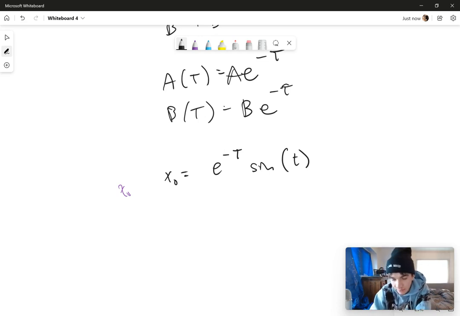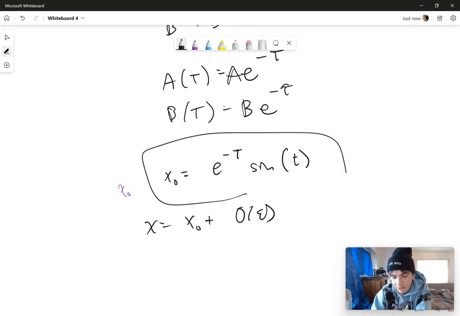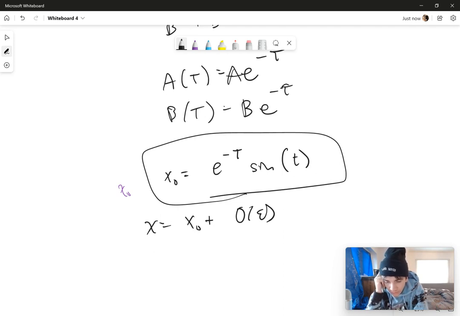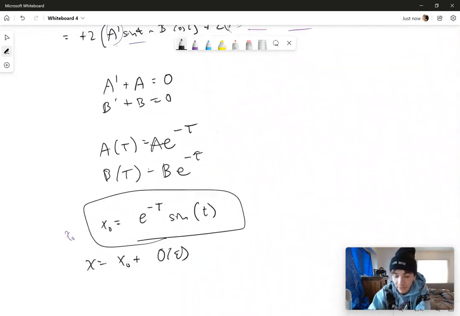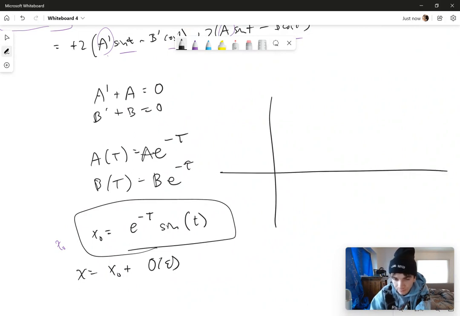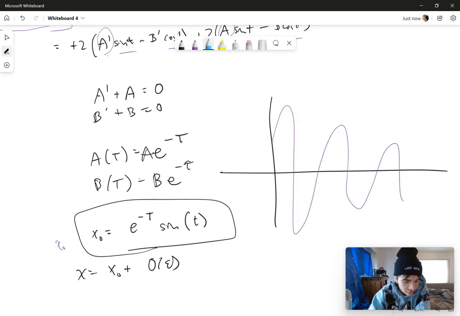Because x is just x naught plus order epsilon terms, if we neglect the higher order terms and just look at this x naught approximation that we've gotten from two-timing, we can see that it is a very, very good approximation. In fact, it's scarily good, better than it should be. If we draw the real solution, something like this, then this two-timing solution looks pretty much identical. It's very, very close for small epsilon.